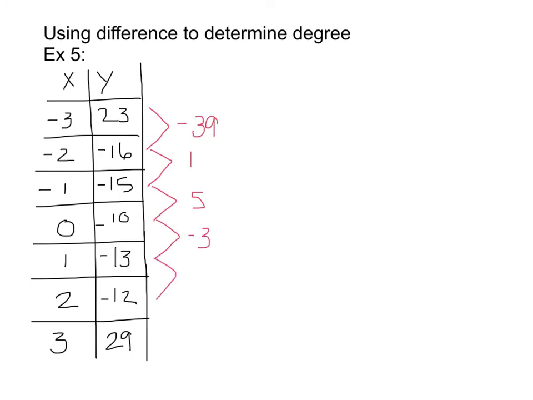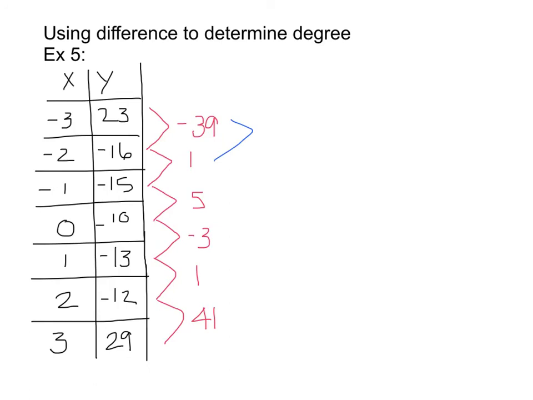Negative 12 minus negative 13 and we get 1. And then 29 minus negative 12 and we get 41. Okay, since none of those numbers are the same, not the 1 and the 1 are the same, but they are not all the same, so we have to keep going. So now we do it again.